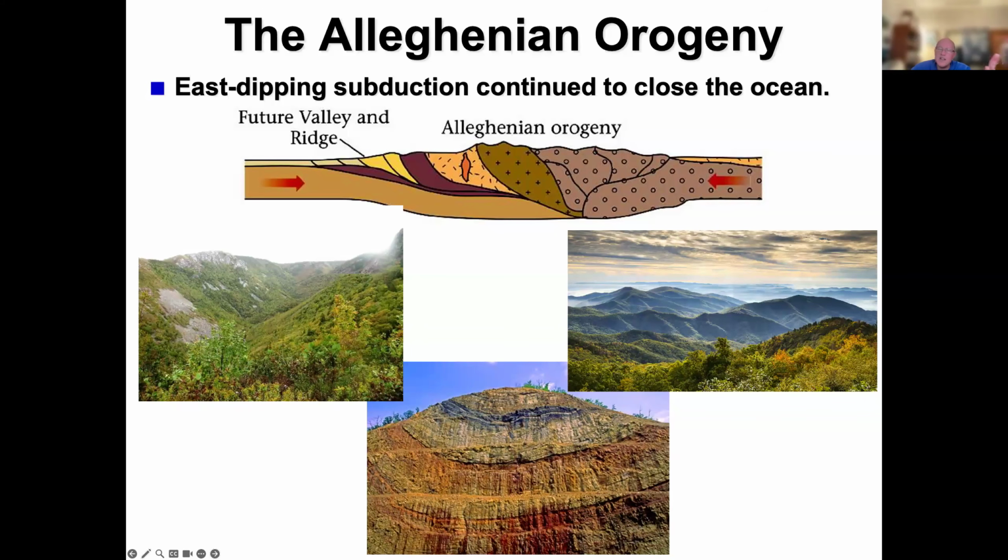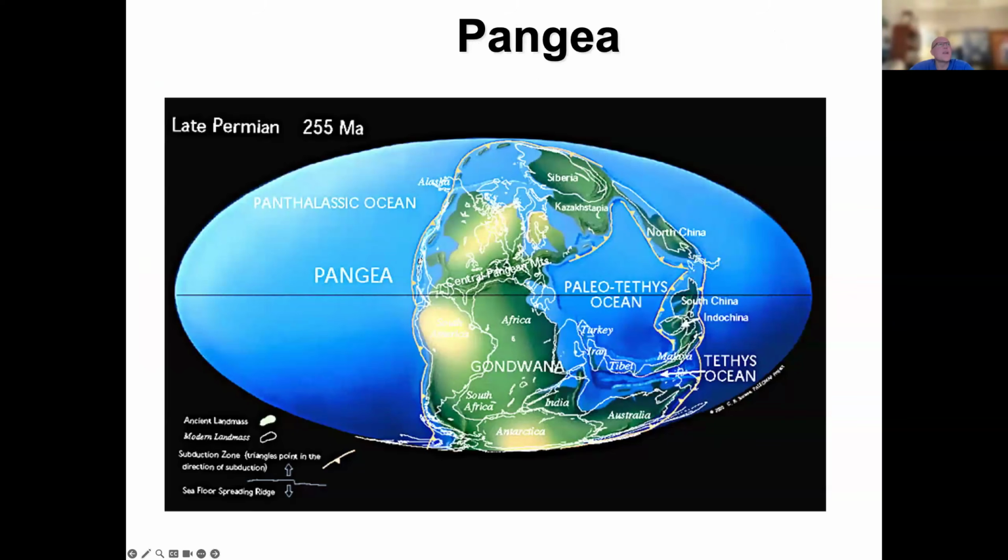In the middle, I bet everybody has seen it. If you haven't, you need to get out there. That's Sideling Hill, and those folds are from the Alleghanian orogeny. And the far right is that kind of folding and thrust fault terrain created in the Blue Ridge and the Smokies, in this case, of North Carolina.